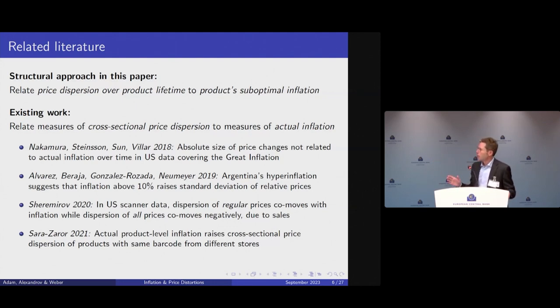Now, what existing work has done is something a bit different. Existing work has looked at a given point in time, at the cross-sectional dispersion in prices across different products, okay? That's also what Francisca did. And then existing work took this measure of price dispersion and related it to actual inflation. So we would relate it to suboptimal inflation.